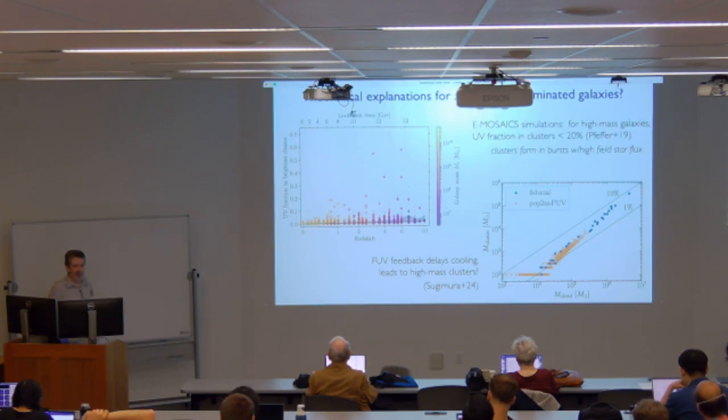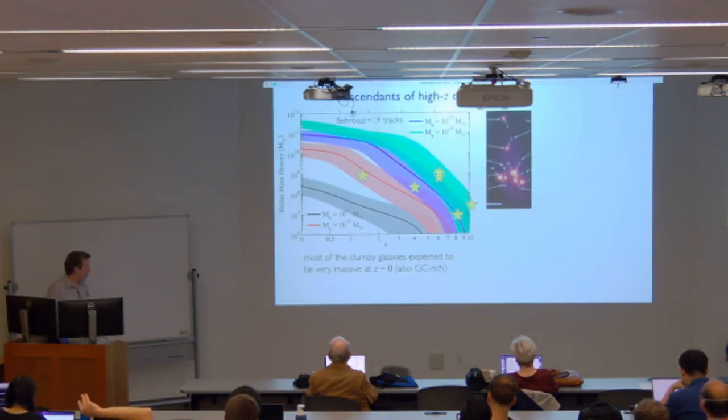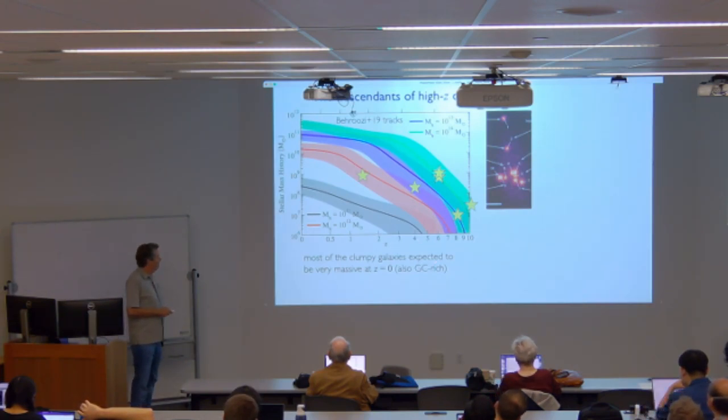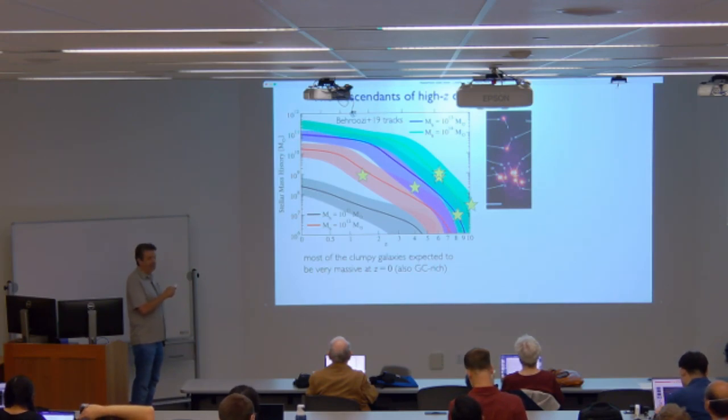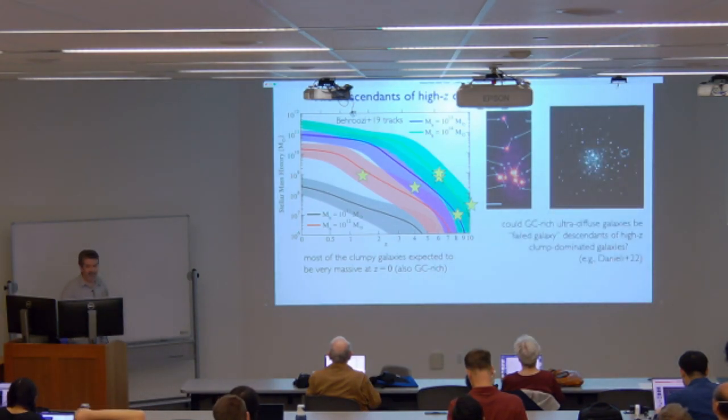I'd like to see more people work on how you form these preferentially massive clusters at high fractions of the star formation. What do these high redshift systems look like? These are some standard mass evolution tracks from Peter Peruzzi, and these stars are the actual observations of redshift and stellar mass. You go to present day, and most of these are going to end up being very high mass galaxies, and high mass galaxies have lots of globular clusters.